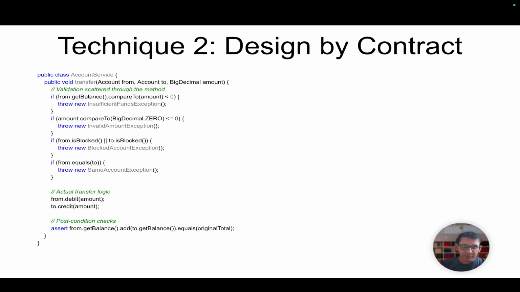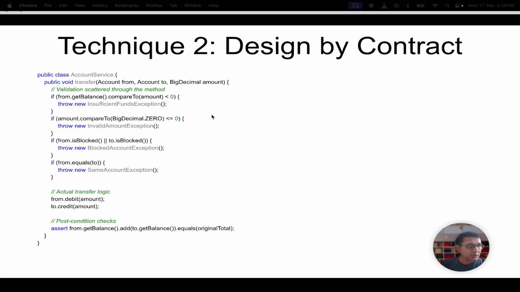We check if there are sufficient funds, if the amount is positive, if accounts are blocked, if it's the same account. Then we do the actual transfer. Finally, we verify the balances are correct. The validation logic is mixed with the business logic, making both harder to understand and test. But watch what happens when we separate concerns using contracts.